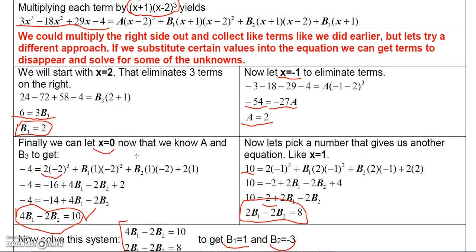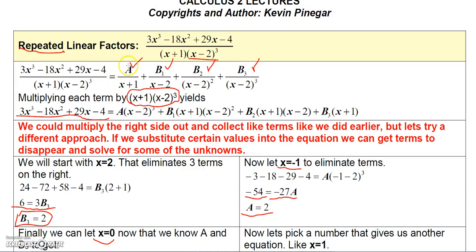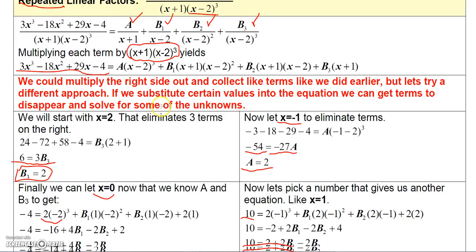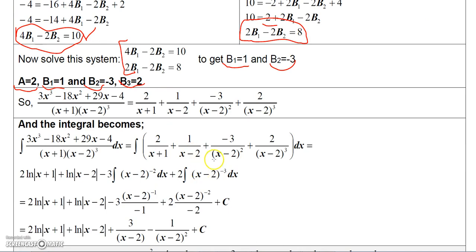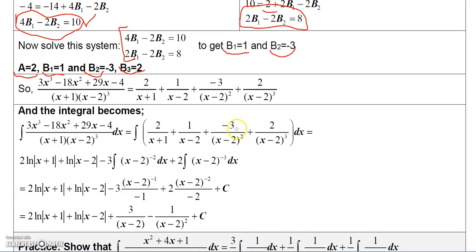So now if you go back up here, what we said earlier, it has to equal this. Now we can fill in the a, the b1, the b2, and the b3. And now we know how this breaks down. So this breaks down into 2 over x plus 1 plus 1 over x minus 2 minus 3 over x minus 2 squared plus 2 over x minus 2 cubed. And so that means that if I wanted to evaluate this integral, I could rewrite it as the sum of these four terms.